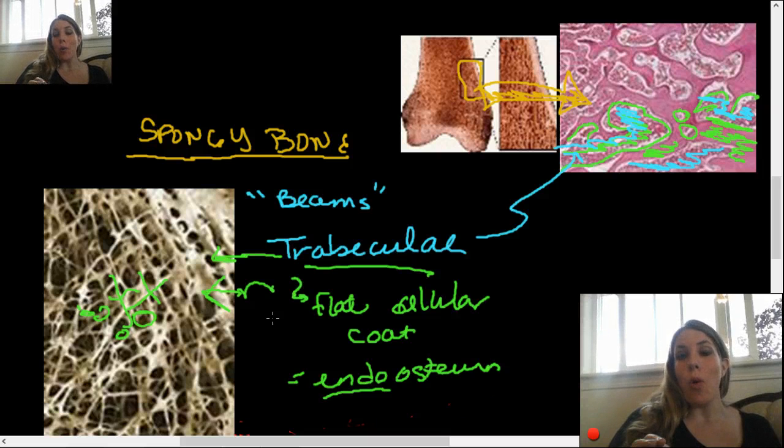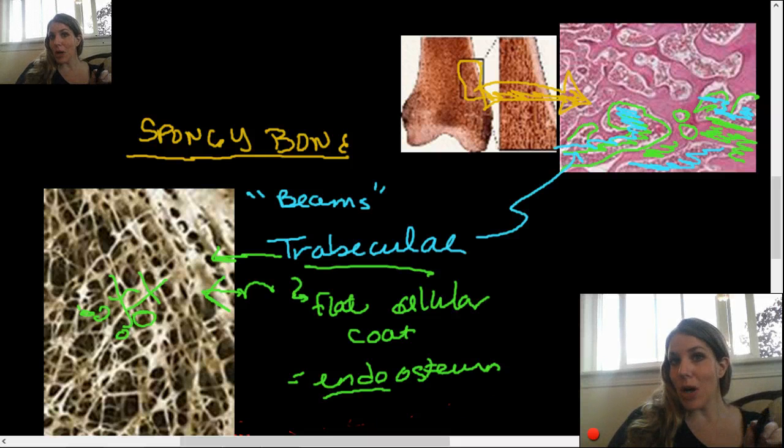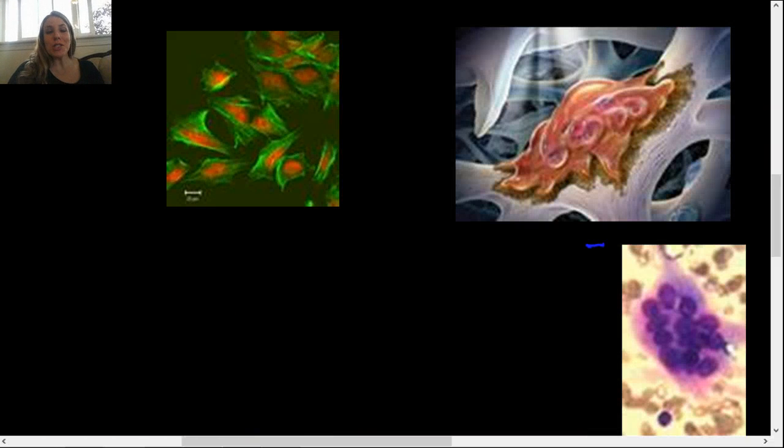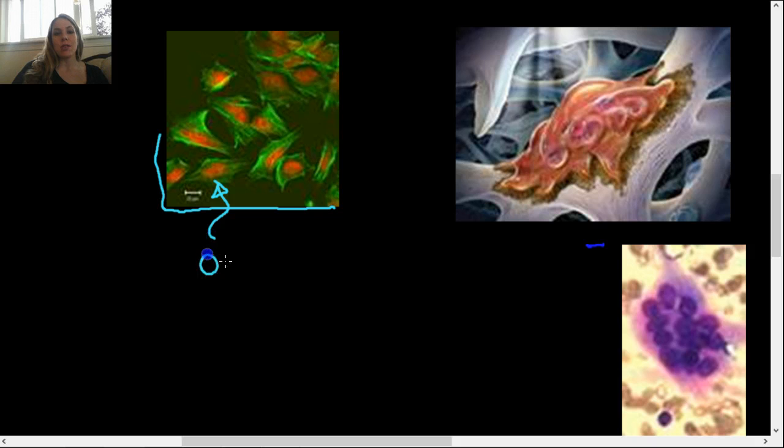So what we're going to do now is take a look at the cells themselves, the osteocytes, meaning the osteoblasts, and another kind of bone cell called osteoclasts. Okay, so now we're going to talk about the different kinds of bone cells in more detail. So we have what you see over in this picture right here. These guys are osteoblasts. And isn't that a cool picture?